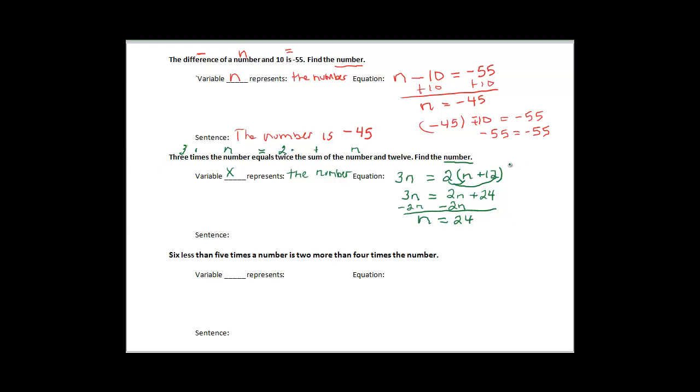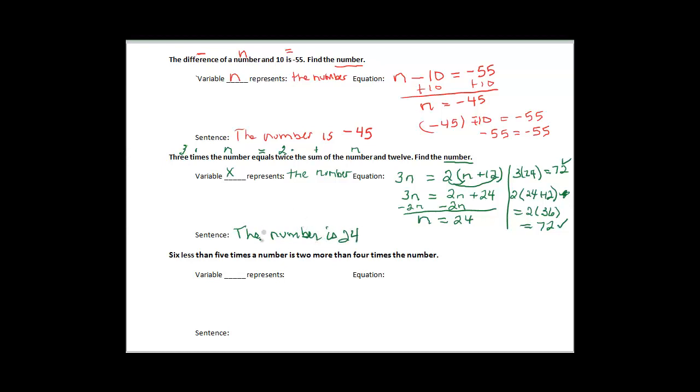Okay, so let's check that, just to double check. So 3 times 24, I'm going to run out of space here, so I'll do this side and then I'll do the other side. 72. And on the other side we have 2 times 24, that's equal to 2 times 36, which is equal to 72. And both these numbers are the same, so we know that the number is 24. We answered the question they asked us.